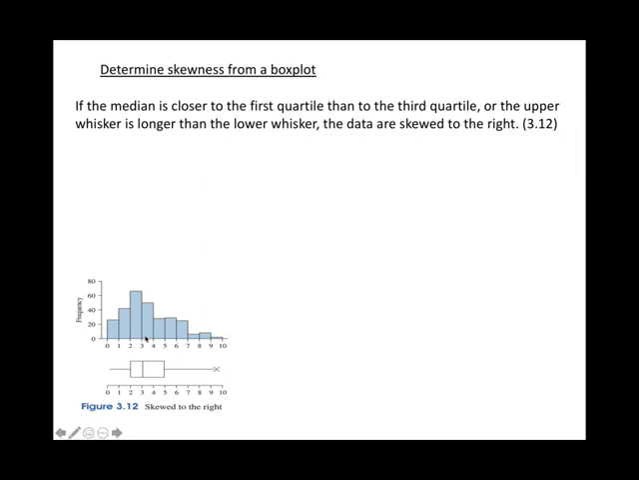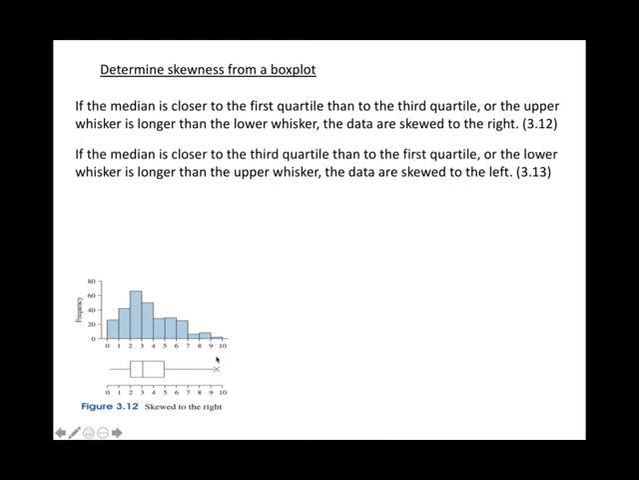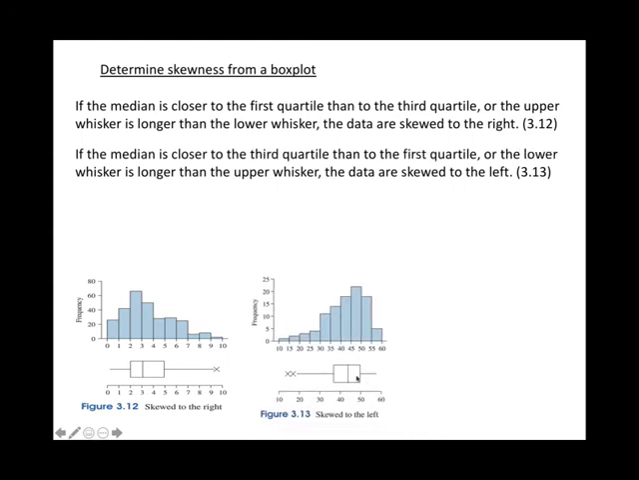So you can see the Q2 here. This is Q2 or median. If the median is really close to the Q1, then the Q3, or the upper whisker, the upper whisker is talking about this line, is longer than the lower whisker here, the data are skewed to the right. Remember, data skewed to the right means the right tail is longer. If your Q2 is close to Q3 rather than Q1, or the lower whisker is longer than the upper one, then this is going to be skewed to the left, meaning the left tail is longer.